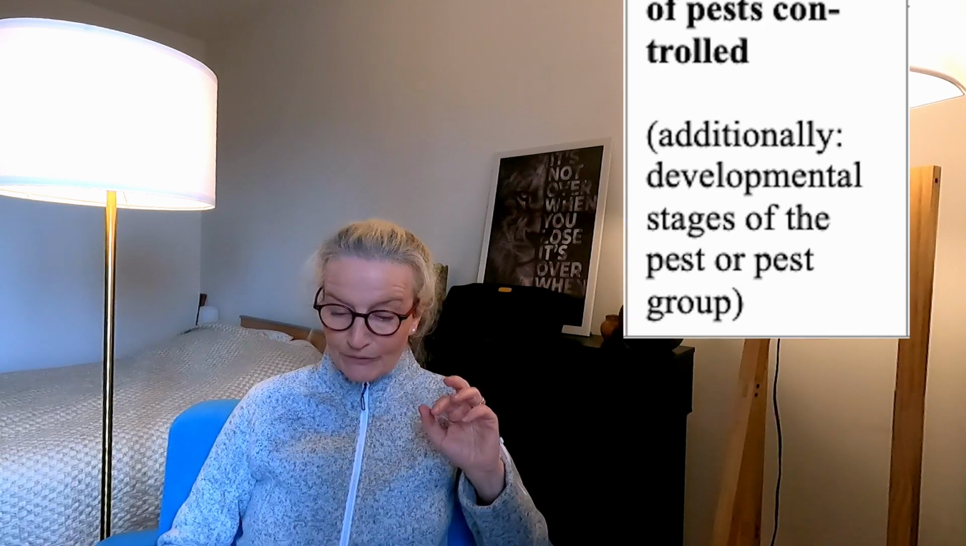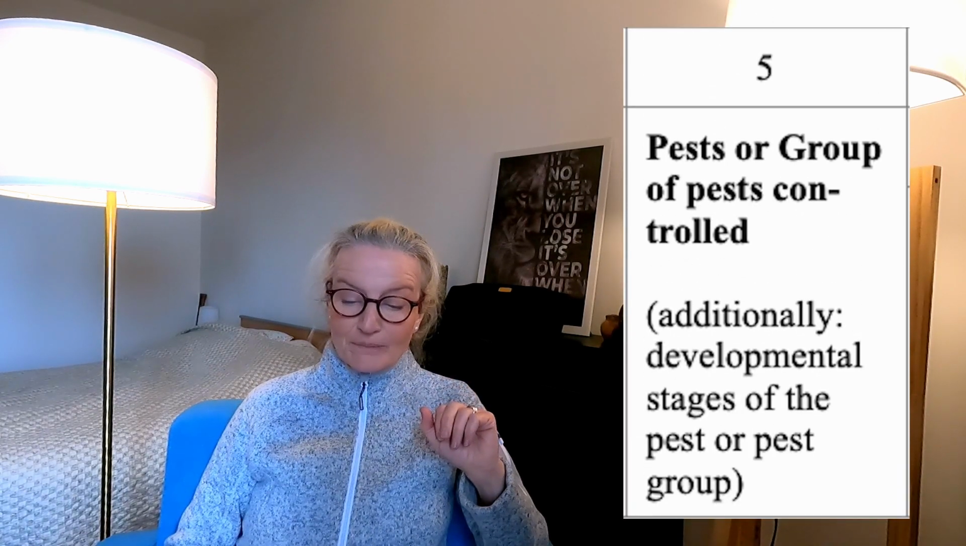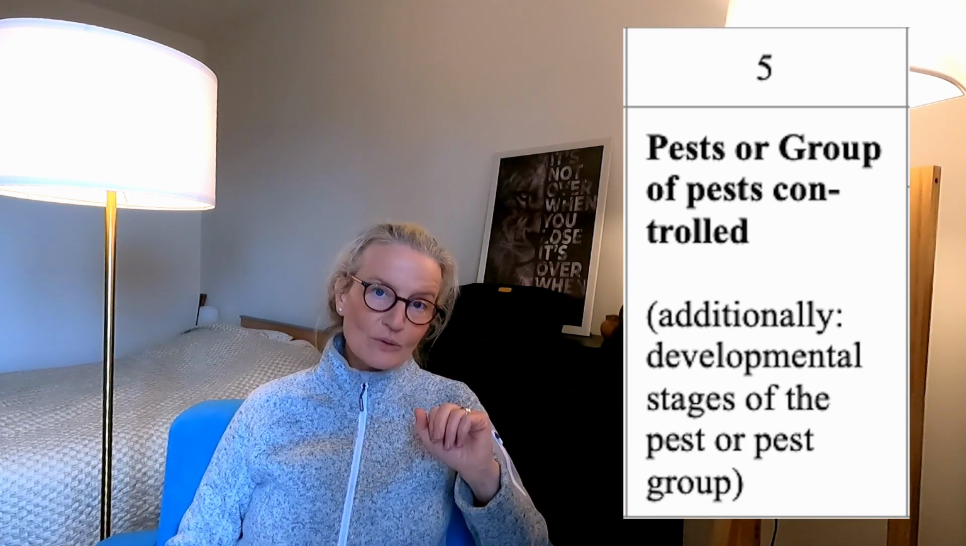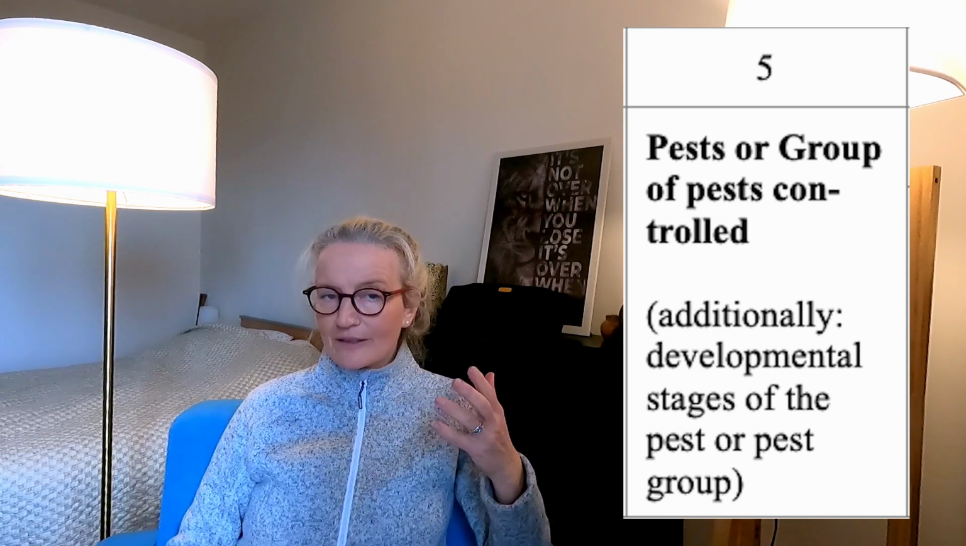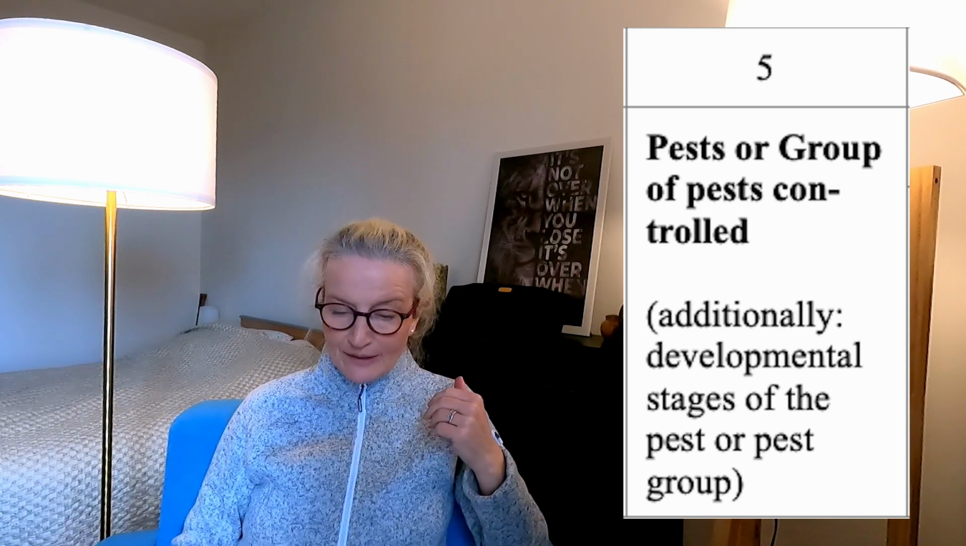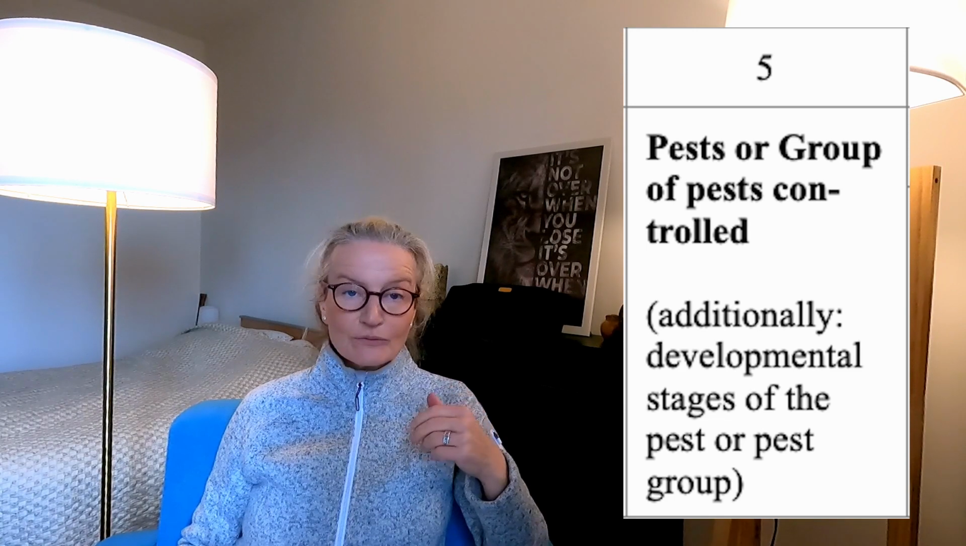Column number 5 is entitled pests or group of pests controlled. Again, here it is actually as if it was for an insecticide only. But indeed, you can have a lot of different functions for a pesticide. It can be an insecticide, it can be a herbicide, it can be an acaricide. Whatever it is, that is what you need to put here. If it is an insecticide, you will typically list the pests that are controlled by your pesticide. If it's a herbicide, you would list the weeds that are controlled by your herbicide.